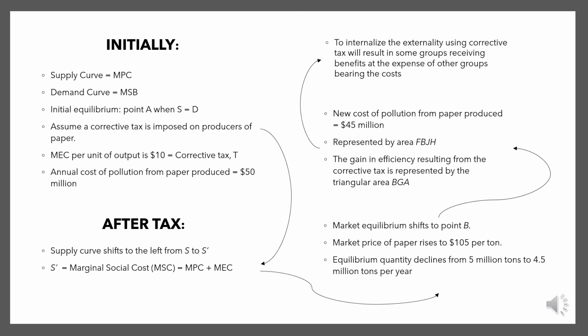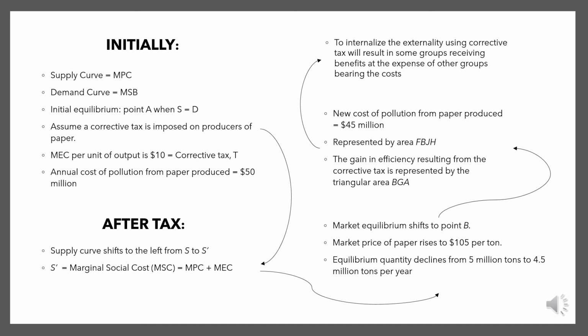So, the new cost of pollution from paper produced is equal to $45 million. The new cost of pollution from paper produced is represented by area FBJH in the graph. The gain in efficiency resulting from the corrective tax is represented by triangular area BGA.